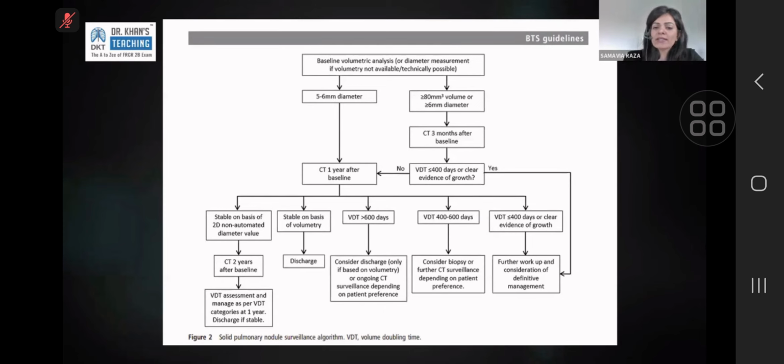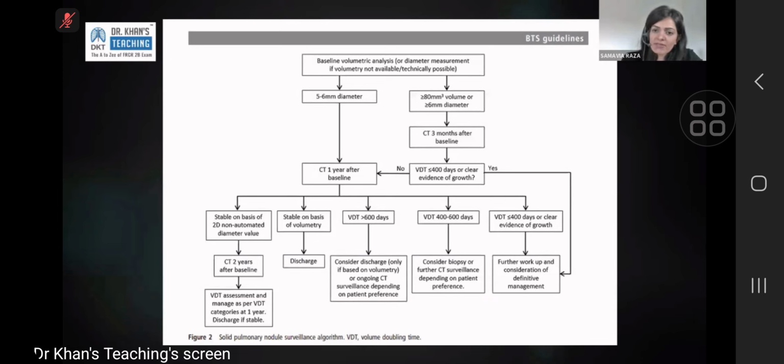So these lesions should be assessed ideally with biopsy. Some patients don't want biopsy. They would rather wait for another scan. That's entirely reasonable. But when the VDT is less than 400, there is absolutely clear growth. If the VDT is in days, as in if the nodule was 5 millimeter today and next week is 10 millimeter, that sort of growth is too fast for cancer.